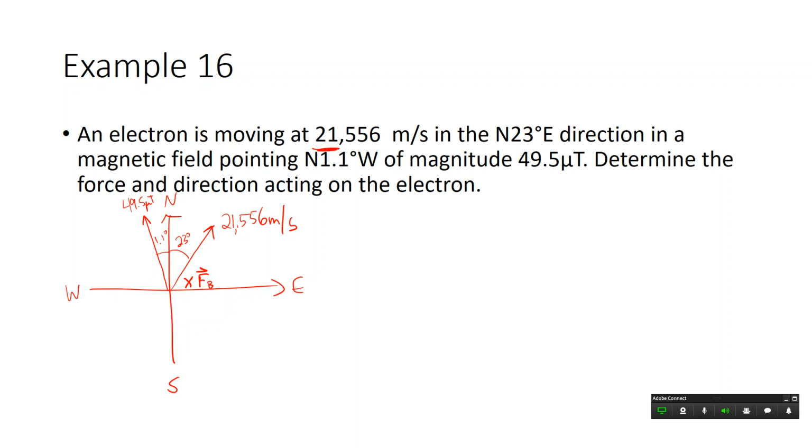And that's going to be force, magnetic force is going to be equal to the charge multiplied by the velocity multiplied by the magnetic field multiplied by the sine of the angle between them. All right? What's the charge of an electron?